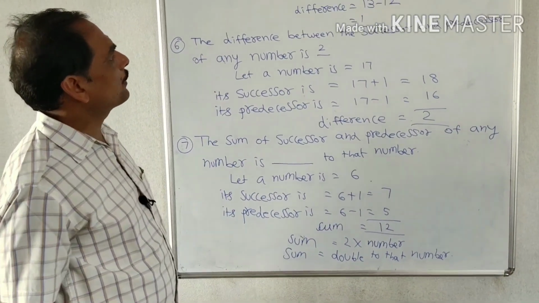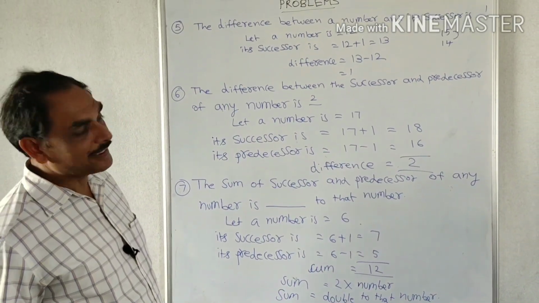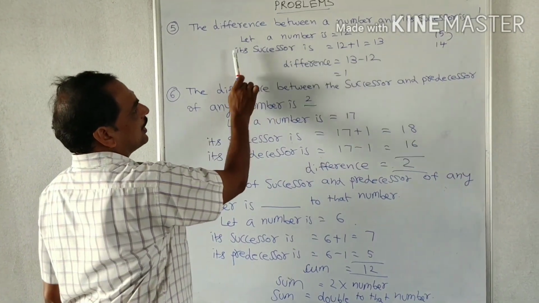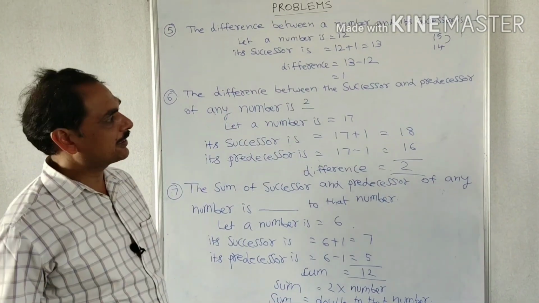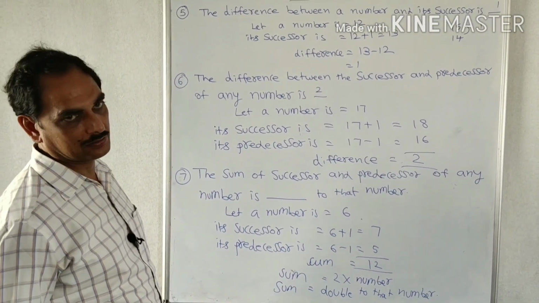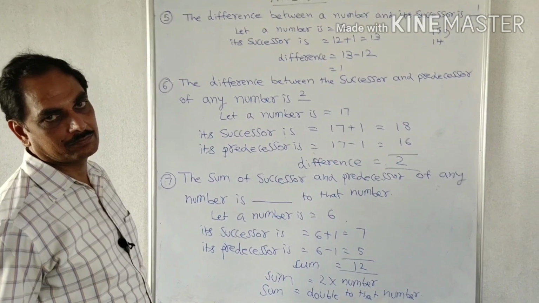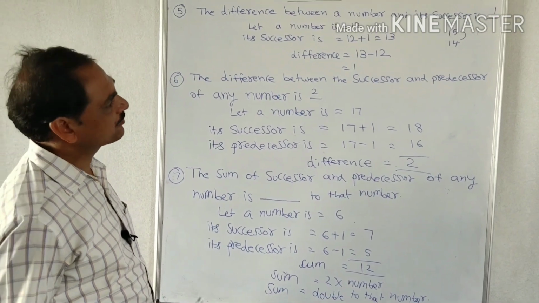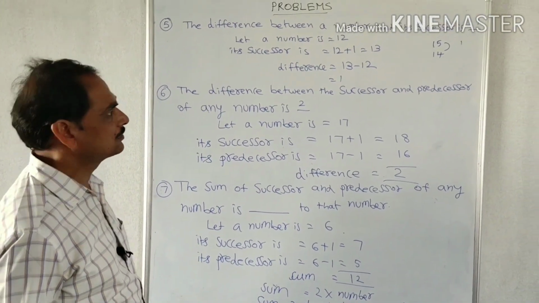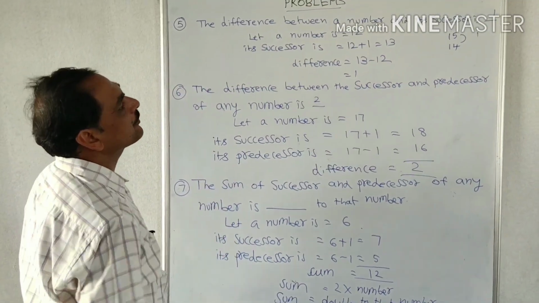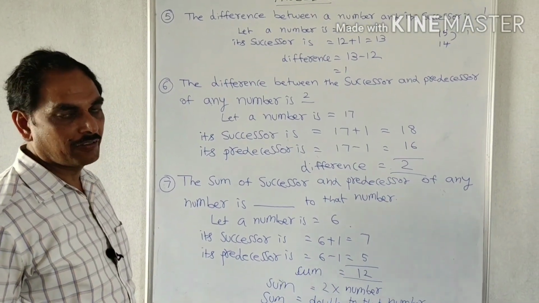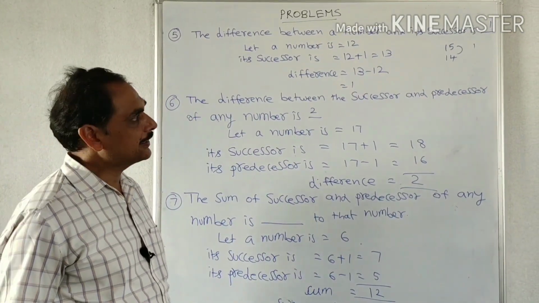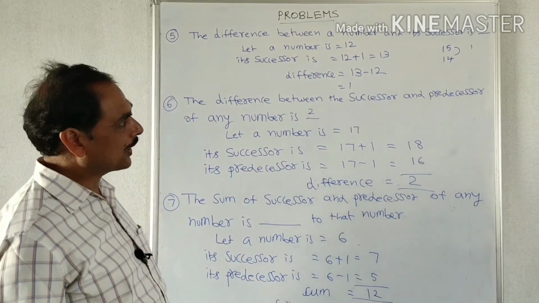So the fifth problem is the difference between a number and its successor. Let the number be 12, and its successor is 12 plus 1, 13. The difference is 13 minus 12, which is 1. So this is always the same. We take any number and find its successor, and the difference is always equal to 1. So the difference between a number and its successor is always equal to 1. Similarly, the difference between a number and its predecessor is always equal to 1.